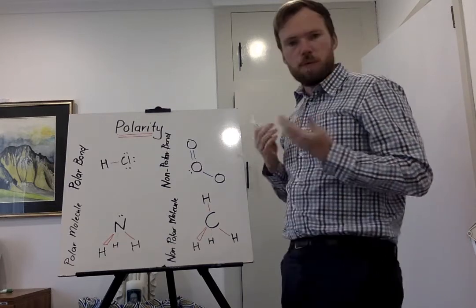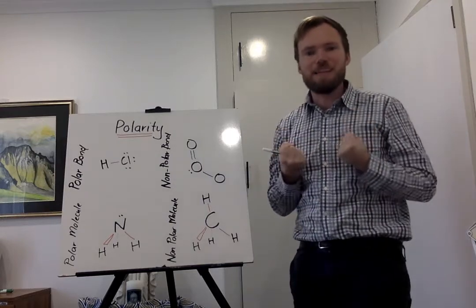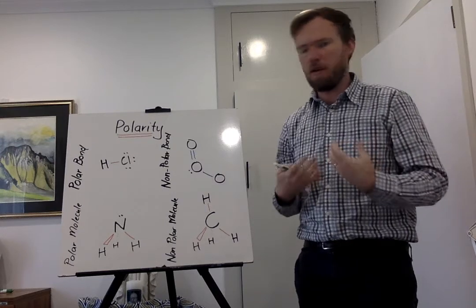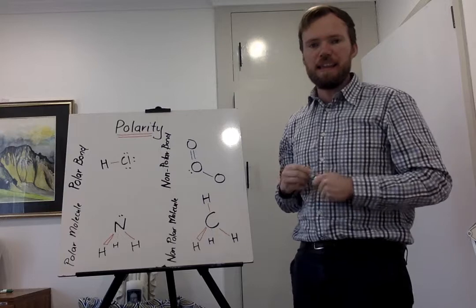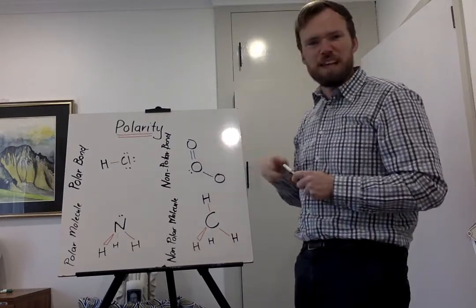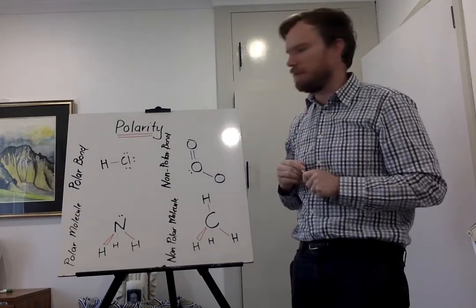The word we use for the pull of an atom on its electrons is electronegativity. How much does it hog electrons? Because these are the same, they share the electrons equally. So that means there's no positive or negative end, because the electrons are equally shared between the two atoms.